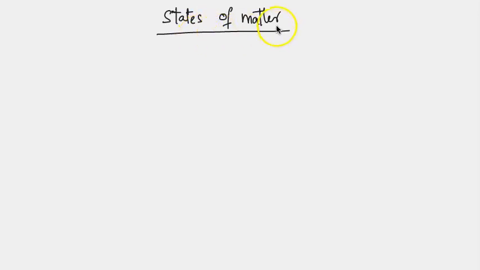So let's start with states of matter. Matter is anything which occupies space, which has mass and can be perceived by our senses. If any substance around us satisfies these three criteria, first occupying space, second having mass, and third being perceived by our senses, such a substance we call matter. Everything that cannot satisfy these three criteria comes under non-matter, that is energy. So in the whole universe, all the things are classified into matter and energy.